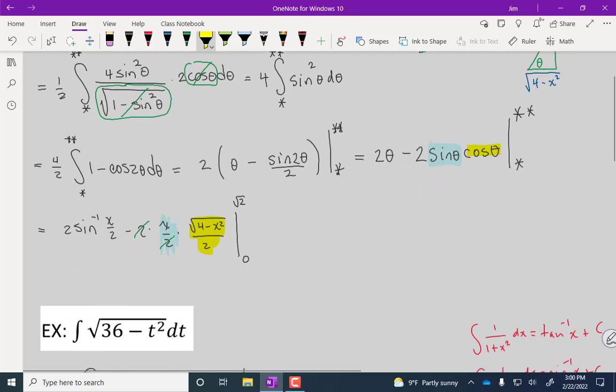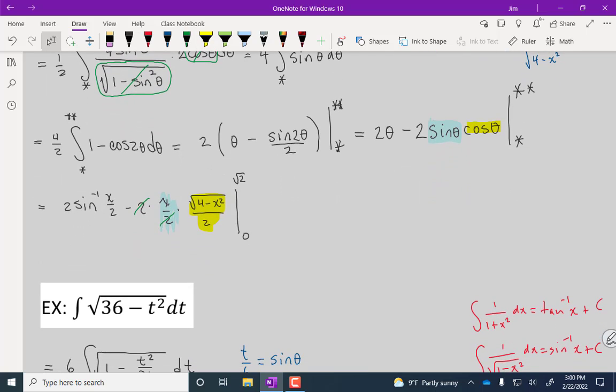Okay, let's plug in the square root of 2. So square root of 2 goes in, and we ask ourselves, inverse sine of square root of 2 over 2 says what angle on the right side of the unit circle has a sine value of root 2 over 2? And the angle on the right side of the unit circle with a sine value of root 2 over 2 is pi over 4.